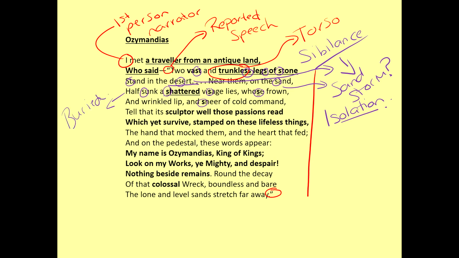And shattered means, what does shattered mean? It doesn't mean tired in this case.